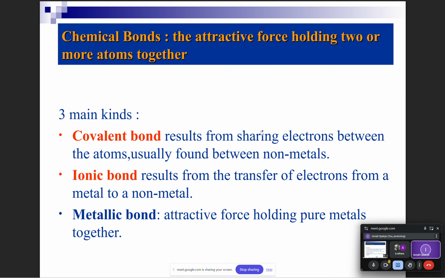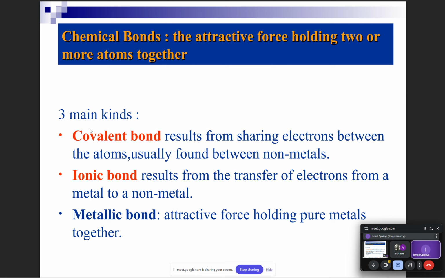So yes, chemical bonding means two atoms combine together. And for these two atoms to combine together, there is some kind of attractive force that holds those atoms together. It may be two or it may be more than two. So that's just the definition. Basically you should know that there are three kinds, as you can see here: the covalent, the ionic, and the metallic.